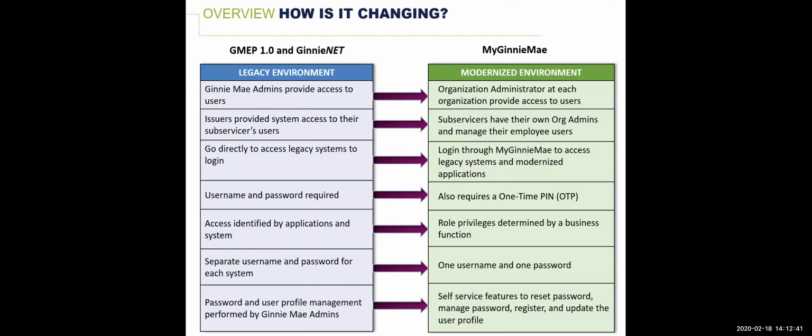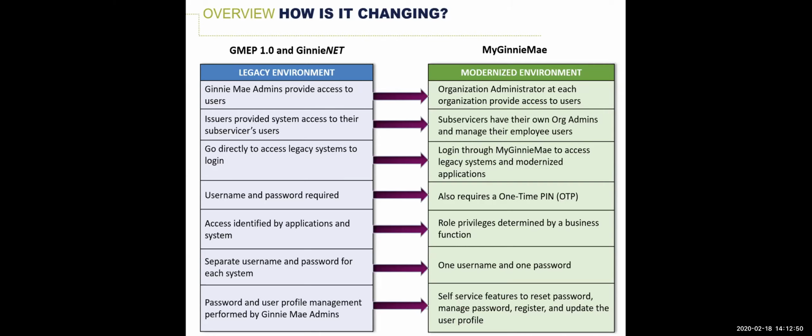In our legacy systems, issuers provided system access to their subservicers. That is no longer true. Subservicers, you now have your own organization administrators, and you onboard and manage the employees in your organization. We are actually connecting, through the HUD 11707, our subservicers to the issuers that they subservice behind the scenes. And so there is nothing more for you to do other than to make sure that the employees at your organization have the proper access that they need.